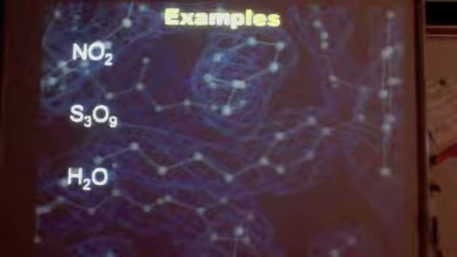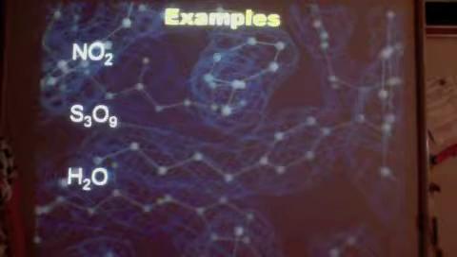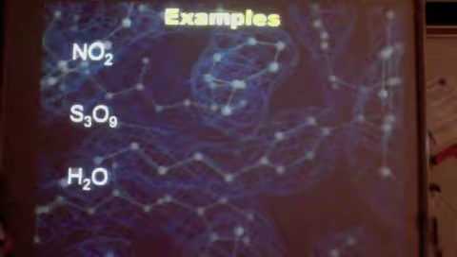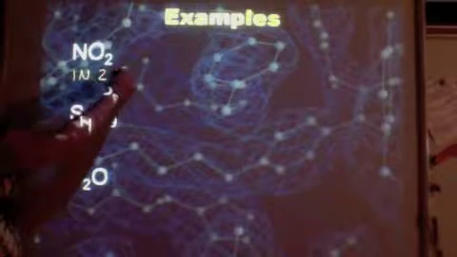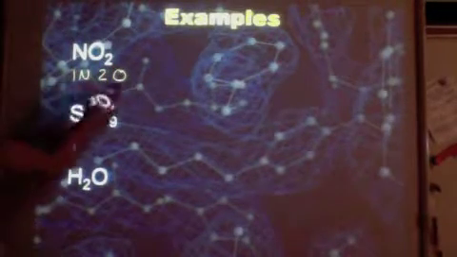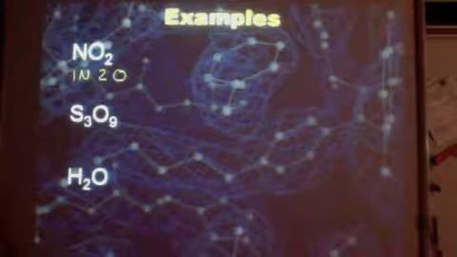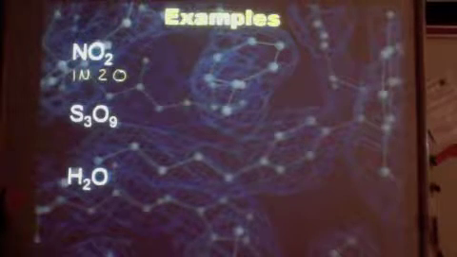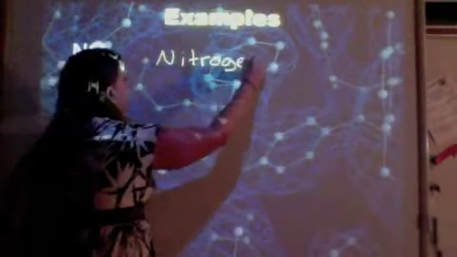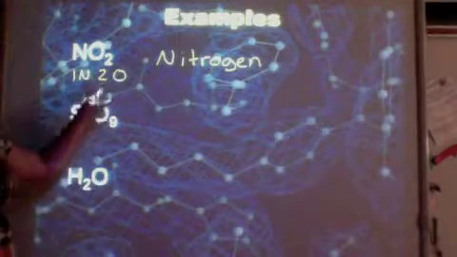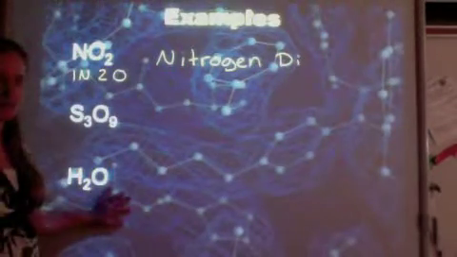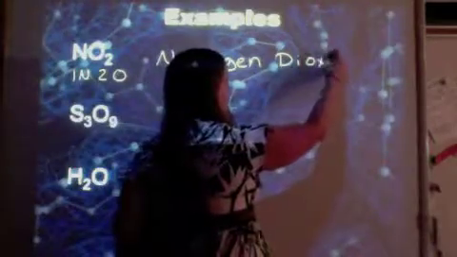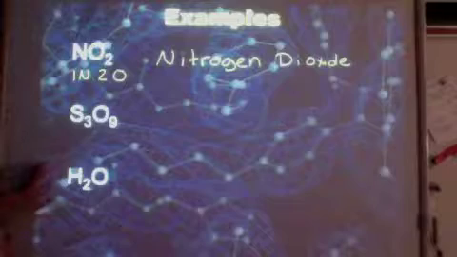So let's jump into some examples. NO2. So pretty much you just need to know how many of each element you have, figure out the prefix, and then write it. So nitrogen, how many nitrogens do we have? There's no number there, that means we have one nitrogen. This 2 means we have 2 oxygens. So when you write the name, it should reflect this. So one nitrogen means mononitrogen. But you do not use mono for the first element. So this is just going to be nitrogen. 2 oxygens. 2 is di. And then oxygen, since it's the last element in the name, we're going to change it to oxide. So nitrogen dioxide.